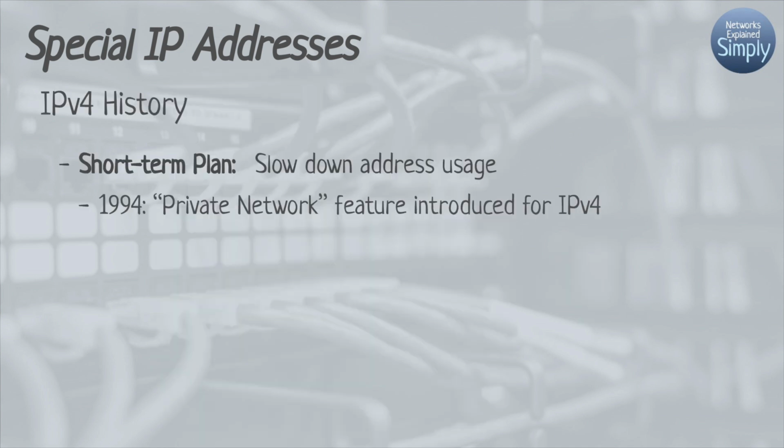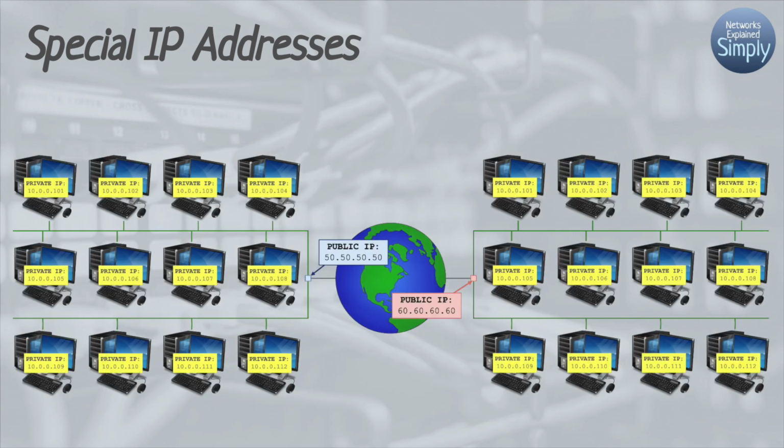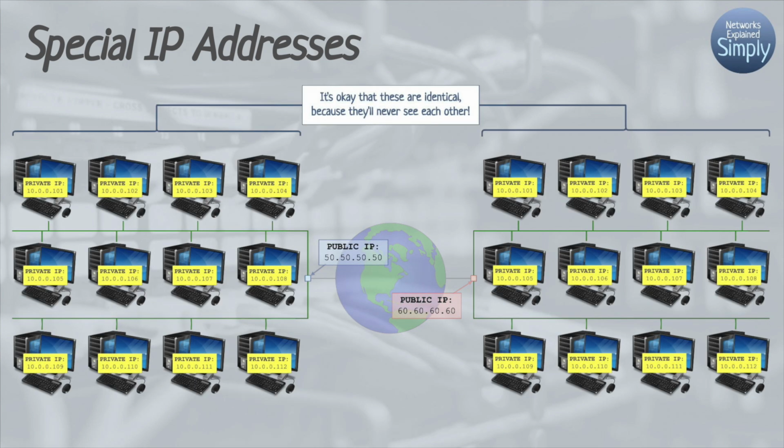So to make this possible, in 1994, a new private networking feature was introduced for IP version 4. This new feature would allow multiple computers in a location to share one public IP address by creating a separate network at the customer's location on which the computers used private IP addresses. These private IP addresses could then be used repeatedly around the world because they would never be seen on the public internet. Creating a separate private network at each internet customer's location meant that a computer's IP address only needed to be unique locally, not globally.